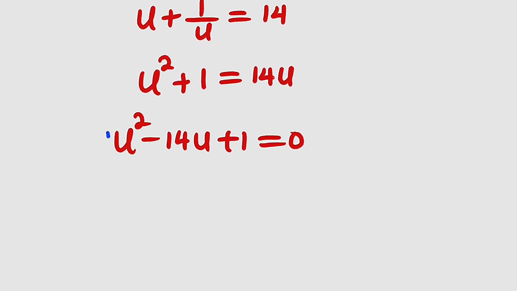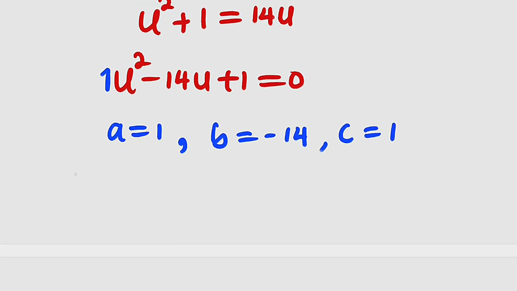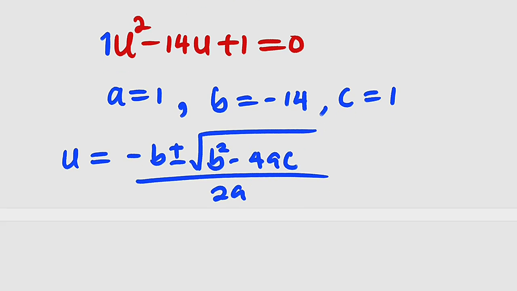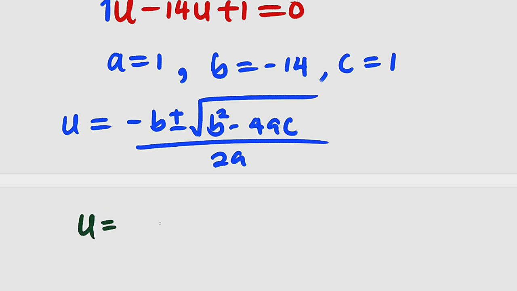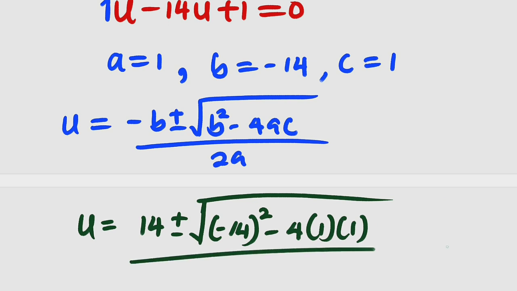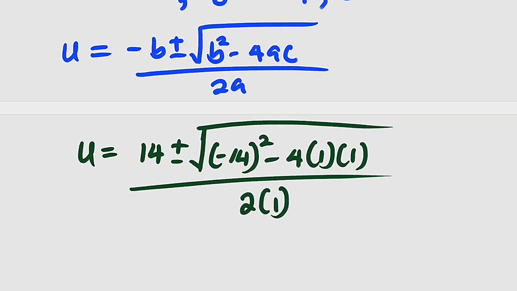Which is now a quadratic equation. The leading coefficient here is 1, so a is 1. Coefficient of the middle term is negative 14, and the constant is 1. So the value of u is equal to minus b plus or minus the square root of b squared minus 4ac divided by 2a. Let us substitute. u is equal to minus b, but b is negative 14. If you minus it, it becomes plus 14, right? Plus and minus square root of negative 14 squared, that is b squared, minus 4 multiplied by a is 1, c is also 1, divided by 2 multiplied by 1, which is 2a.